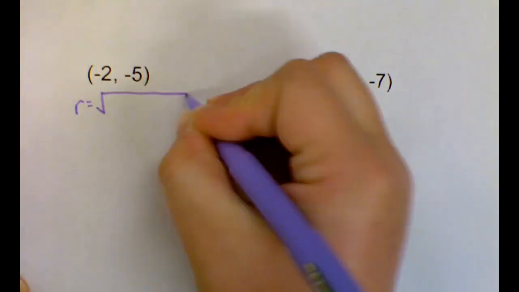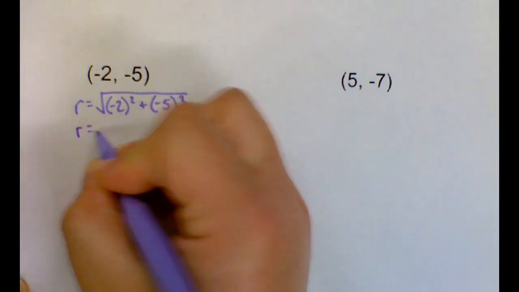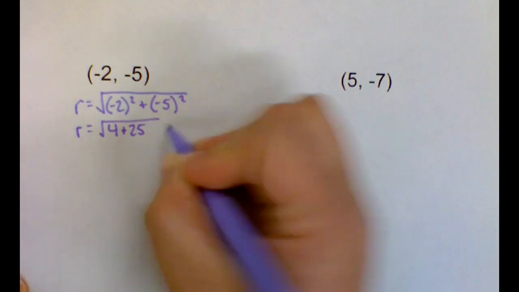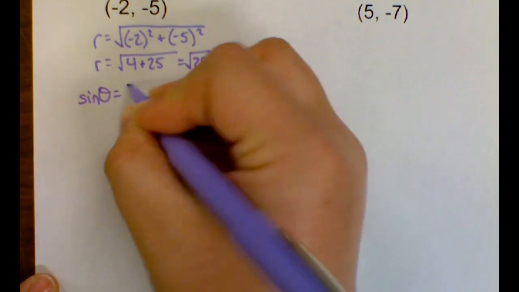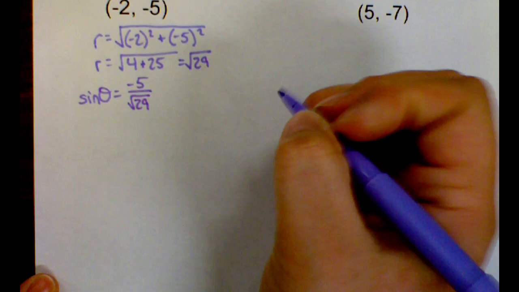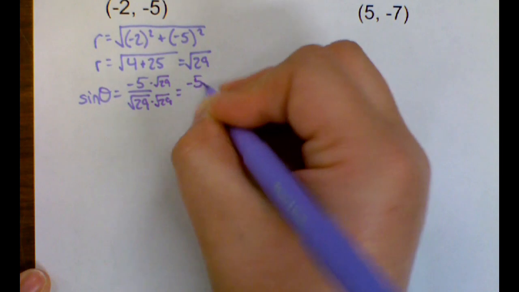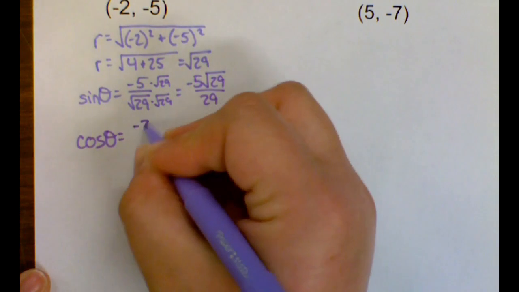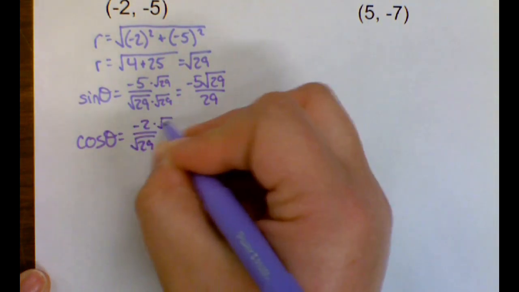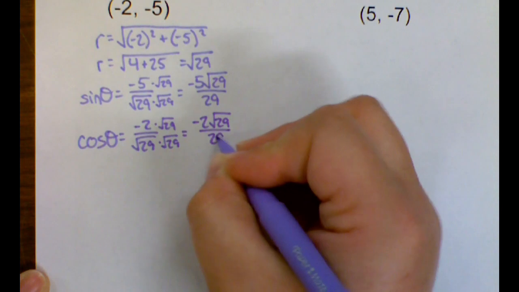All right, for this first one, we'll get our r value. R is equal to the square root of negative 2 squared plus negative 5 squared, which means that r is the square root of 4 plus 25, so the square root of 29. All right, the sine of theta is negative 5 over the square root of 29. Rationalize your denominator. We get negative 5 square root 29 over 29. The cosine of your angle is negative 2 over the square root of 29. Again, rationalize your denominator. You get negative 2 square root 29 over 29.